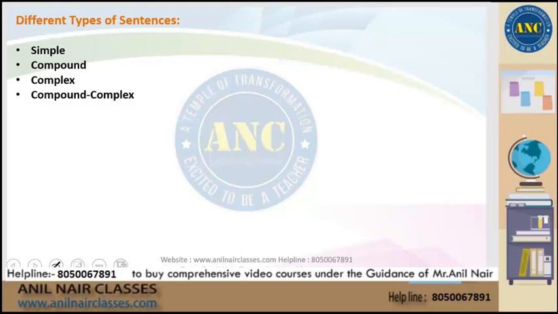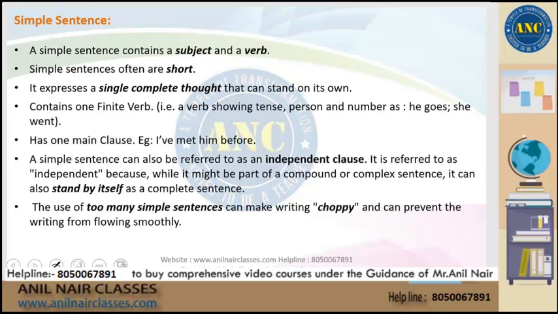There are 4 different types of sentences. A simple sentence, compound sentence, complex sentence. Further, a compound complex sentence. It's a combination of a compound sentence as well as a complex sentence. What is a simple sentence? A sentence by itself, when it contains a subject and a verb, it is called a simple sentence.